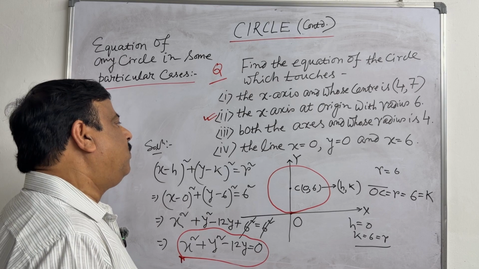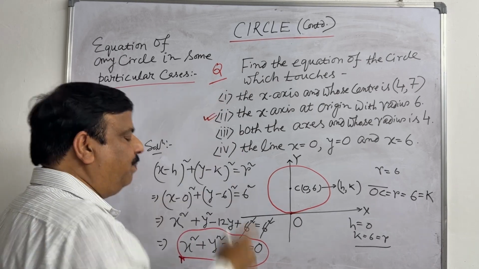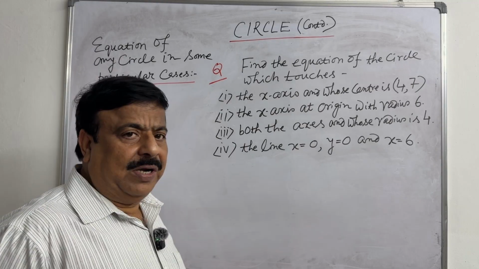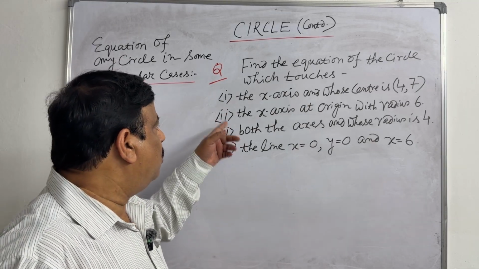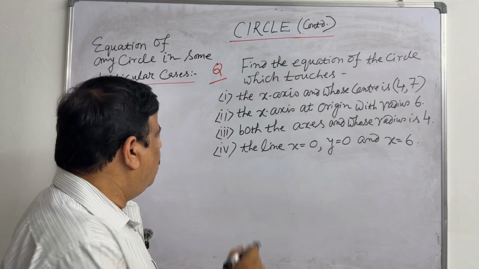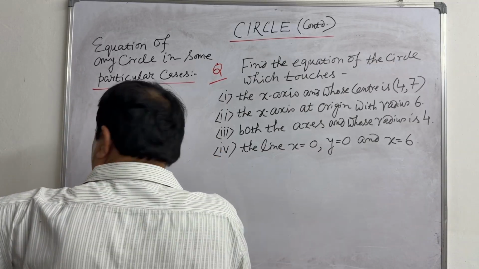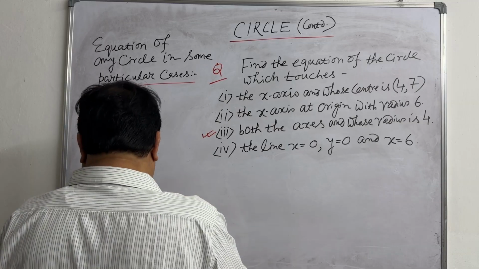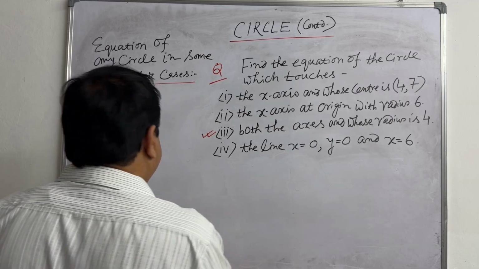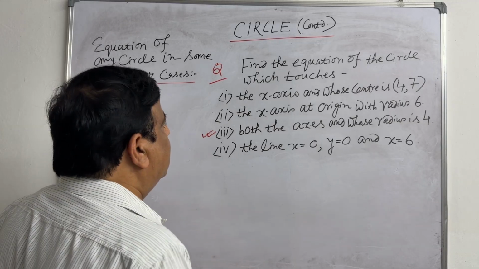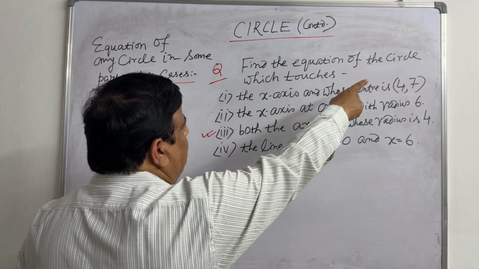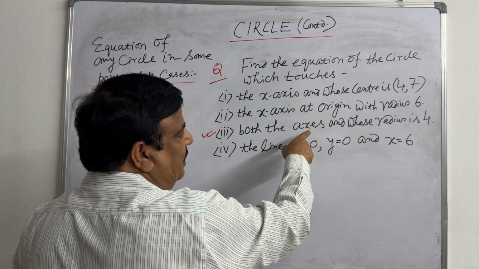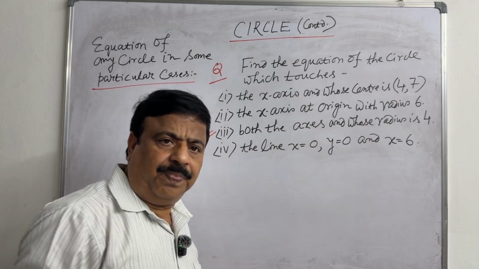Now we'll solve part 3 of the problem. Let's see how it is solved. I have already solved part 1 and 2 of this question. Now we'll solve part 3 of the question. What is the question? Find the equation of the circle which touches both the axes and whose radius is 4.